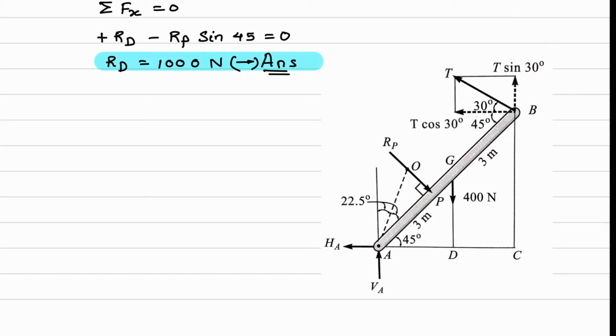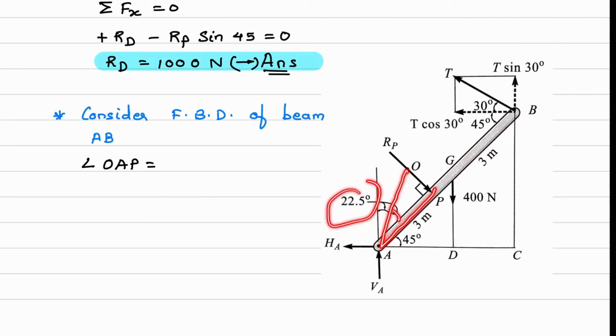So consider the FBD of beam AB. Now in this FBD we have to consider angle OAP. What is angle OAP? This angle is 22.5 degree.